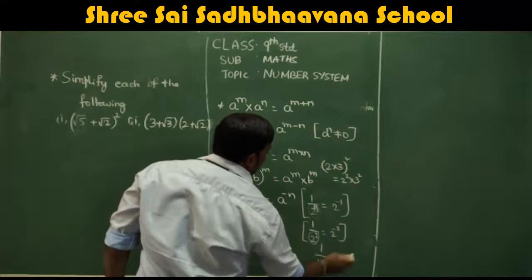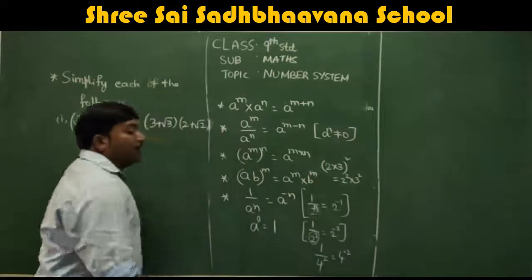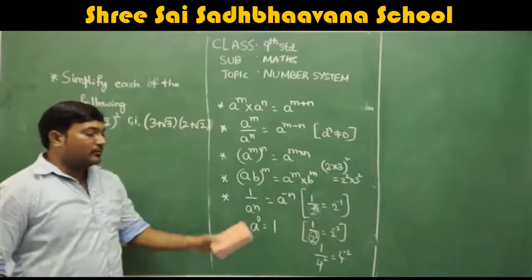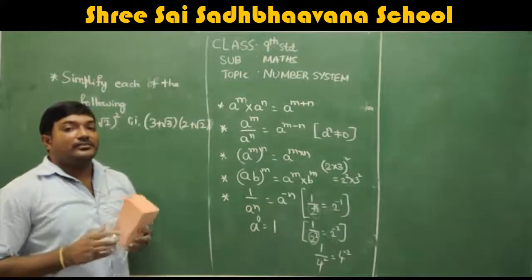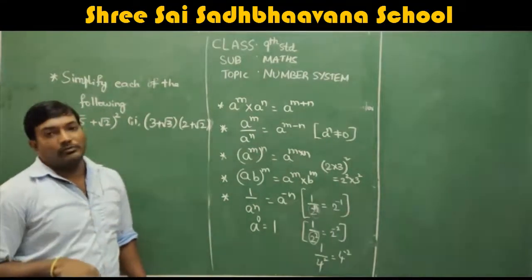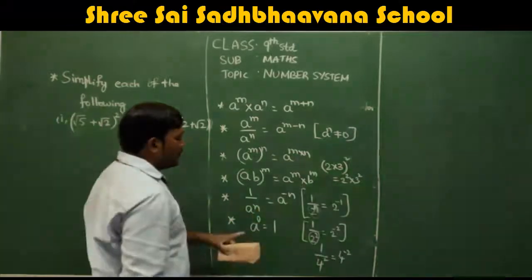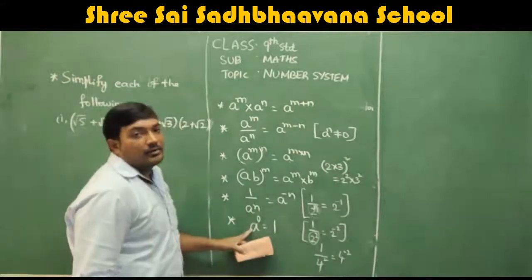Similarly, see, I'll go with another example. 1 by 4 square can also be written as 4 power minus 2. Correct? What I did, only the base denominator went as a numerator and only the power became negative, remaining everything the same. Okay, and a very important basic one, anything power 0 is 1.